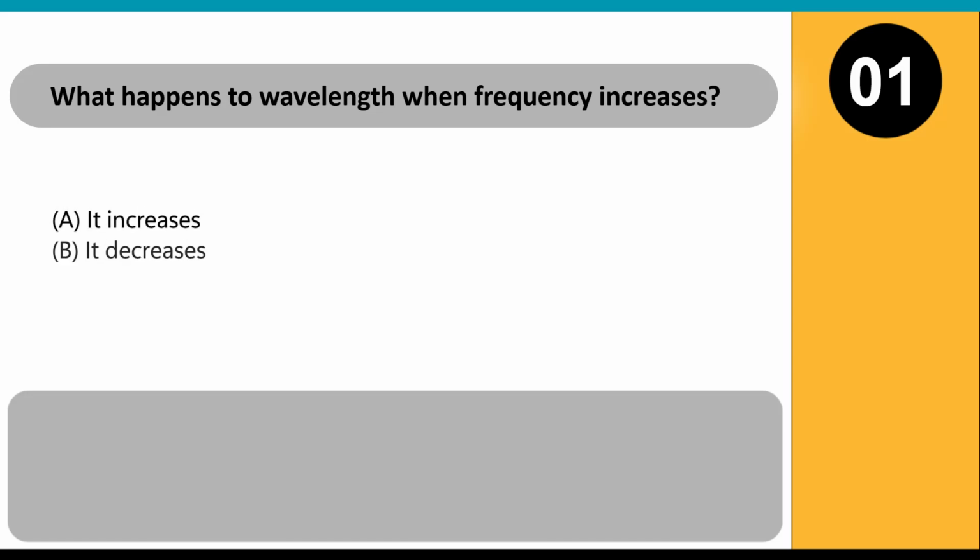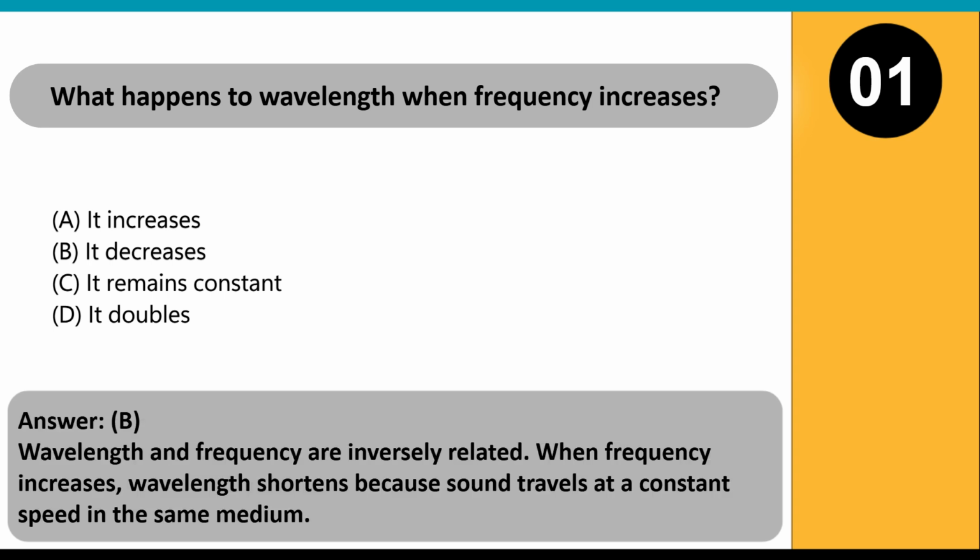What happens to wavelength when frequency increases? A. It increases. B. It decreases. C. It remains constant. D. It doubles. Answer B. Wavelength and frequency are inversely related. When frequency increases, wavelength shortens because sound travels at a constant speed in the same medium.